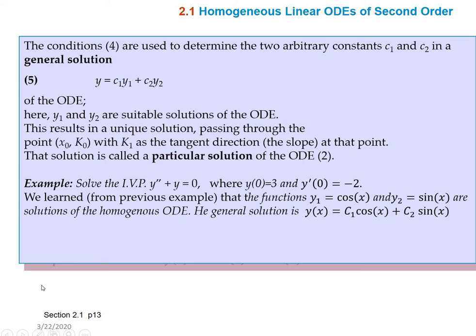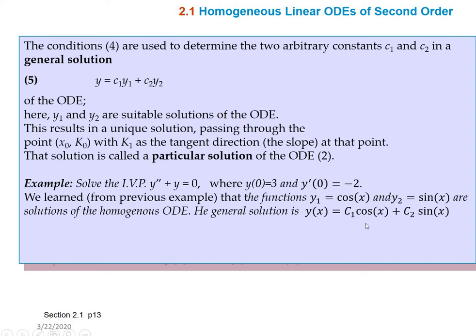Now, I'm going to talk about this example over here. Solve the initial value problem y double prime plus y equals 0. This is a homogeneous, linear ODE, and I want you to find the solution for the IVP at y(0) equal to 3 and y prime(0) equal to 9. We just learned from the previous example, a couple of slides before, that y1 equals cosine x and y2 equals sine x are solutions. The general solution can be written in the form C1 cosine x plus C2 sine x.